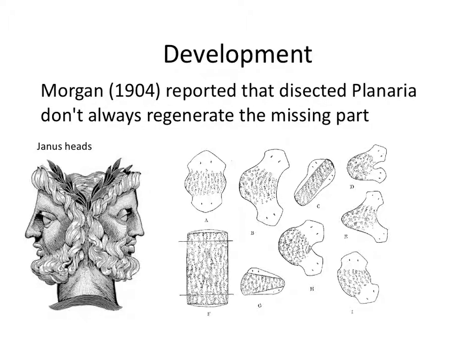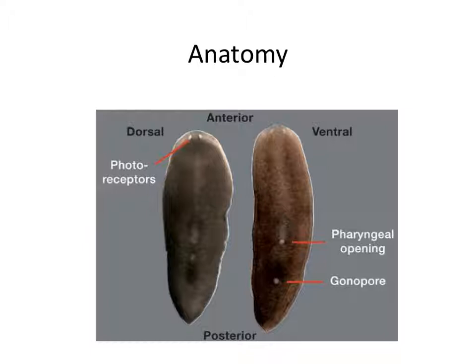And so he termed all of these different types of regenerants, regenerant, the name for an organism that has regenerated from some fragment of a body. He called all of these different ones Janus heads after the god Janus, the two-faced or two-headed god. So these are all Janus head worms. That's a term you're going to learn or hear a lot this week.